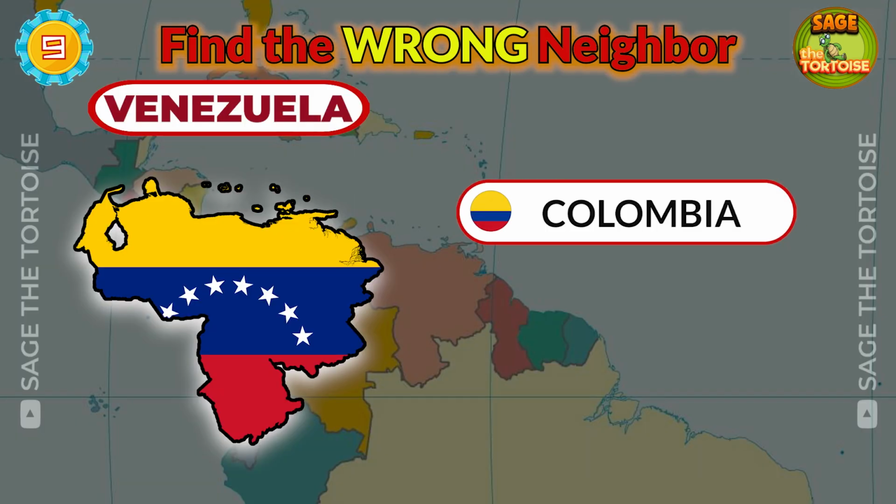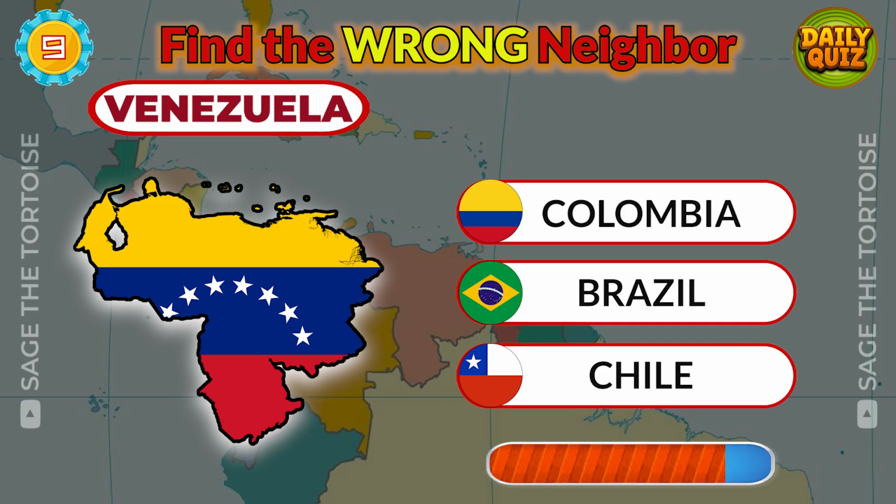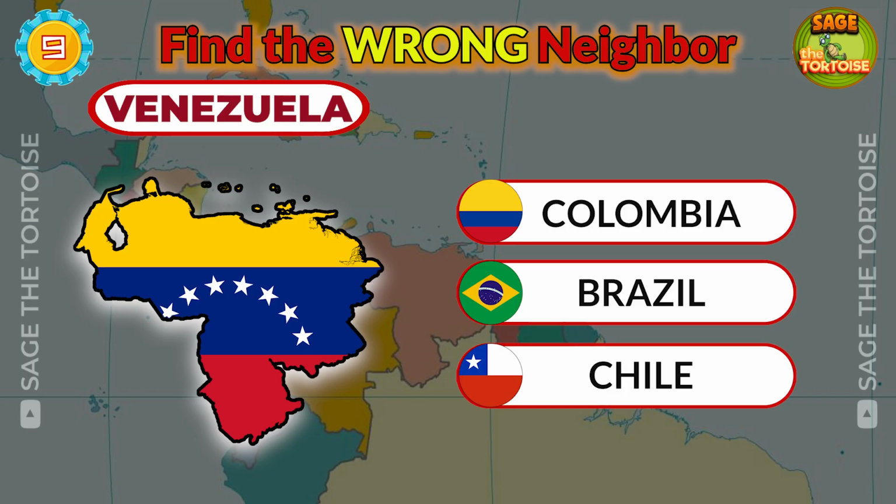Venezuela borders Colombia, Brazil, and Chile. Which one is wrong? The answer is Chile.